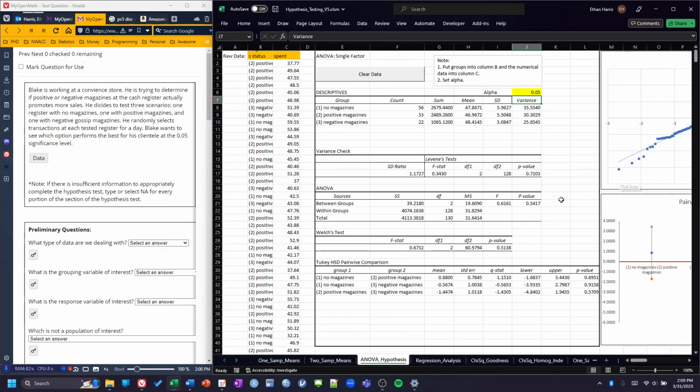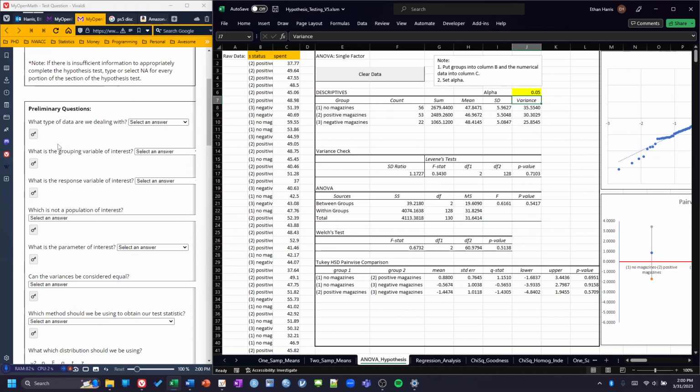Let's take a look at what we are dealing with here. First of all, we have our descriptives, where we have our counts, means, and standard deviations. We have a variance check that we're doing, we have our ANOVA analysis, and we have a Welch's test, which is just an alternative form of the ANOVA test. Then we have our post hoc comparisons, which is our Tukey HSD, which stands for honestly significant difference, pairwise comparisons that give us our confidence intervals for the differences of each pairwise comparison. Okay, so let's go ahead and start answering our question.